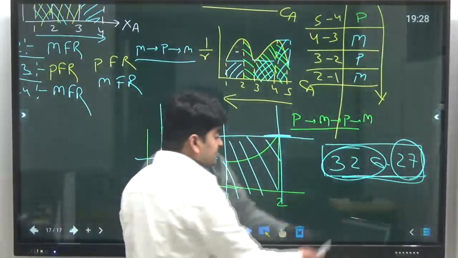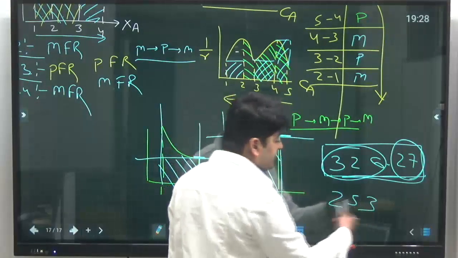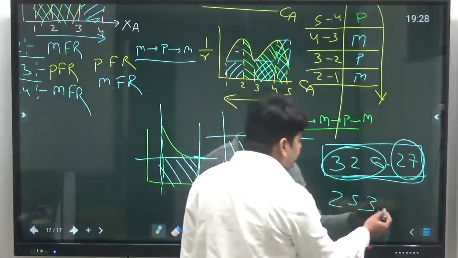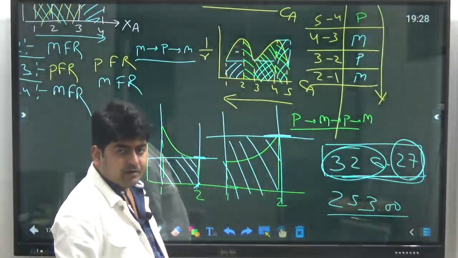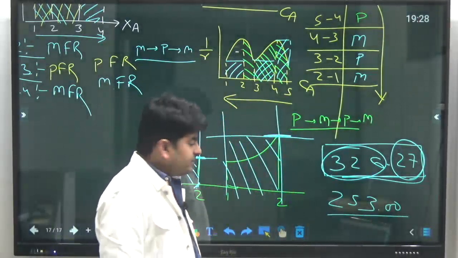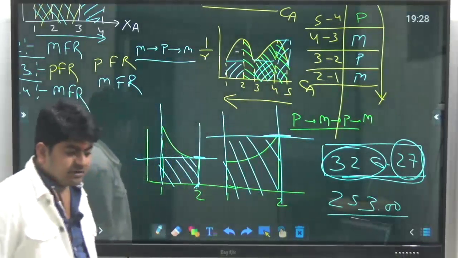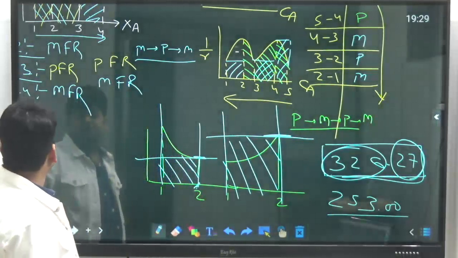Always write up to 2 decimal places, even if your answer is coming out to be 253 exact. Okay, then type 253.00. Okay, so I hope it is clear now. Next question number 93, उसमें क्या डाउट है?